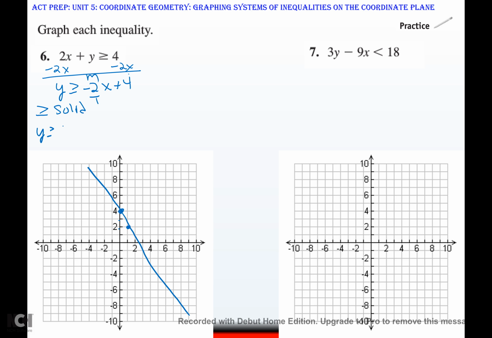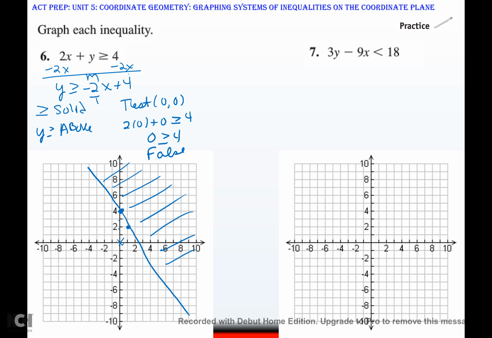And eating y means above, but I should test a point. I'm going to test 0, 0. So 2 times 0 plus 0 greater than or equal to 4 is 0 greater than or equal to 4. No, that's false. So wherever 0, 0 is, I don't want to shade, which means I shade this side, which like I thought was going to be above. Okay.